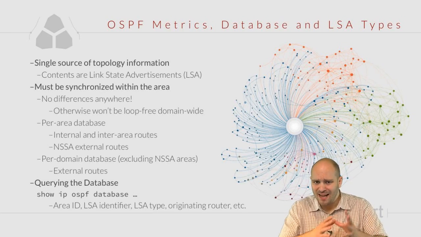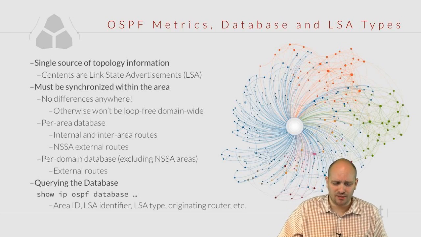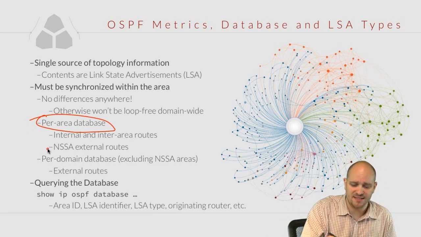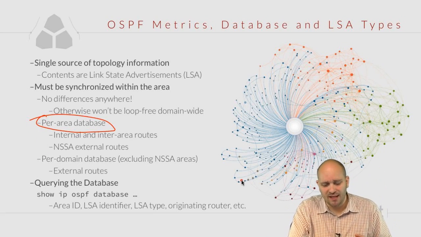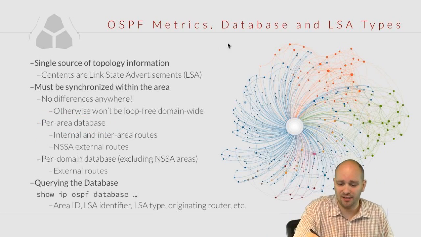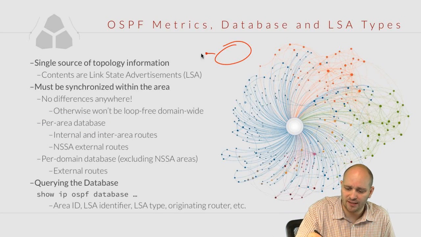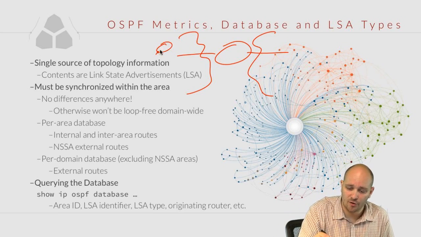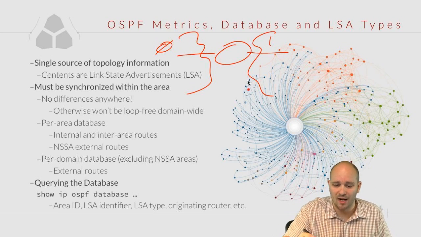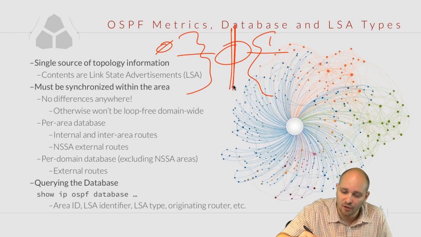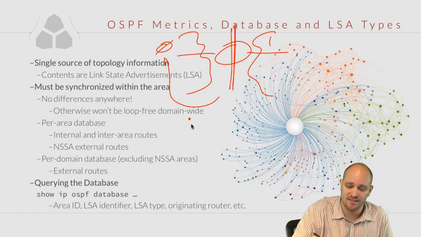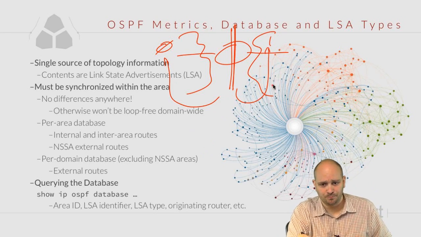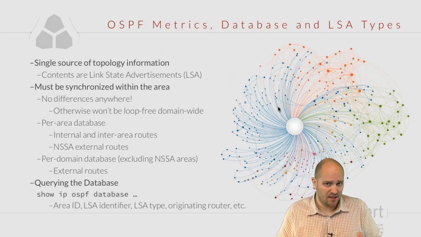So I did talk briefly about these per area databases. Per area databases are databases that are kept inside the area. As I said, if we had a router that had connections to multiple areas, so let's say that this was area 0 and this here was area 1, this router would actually have two databases. It would have the database in area 0 and the database in area 1 there.